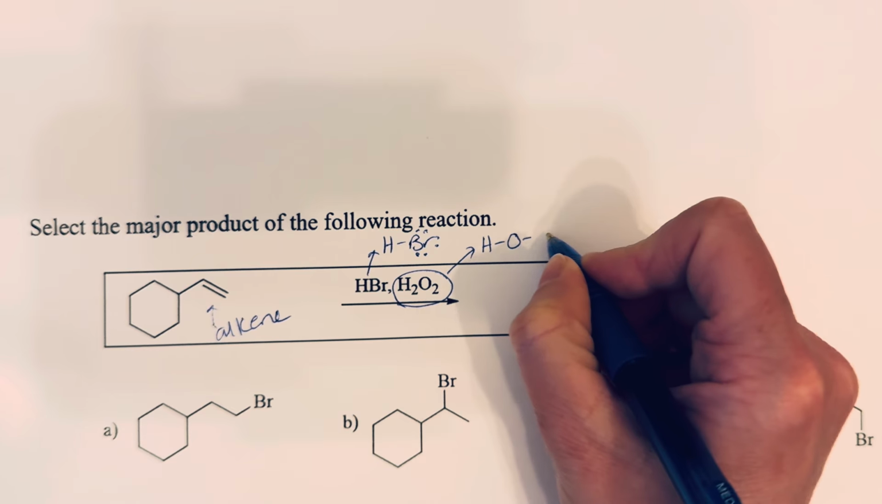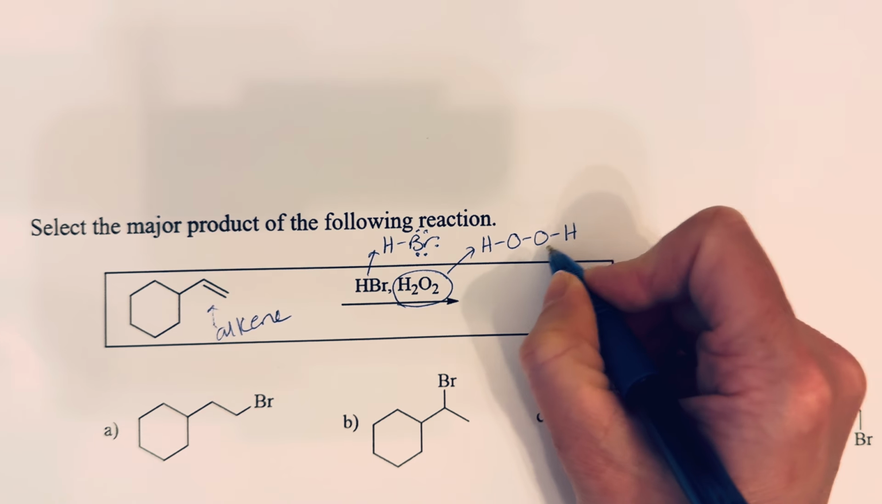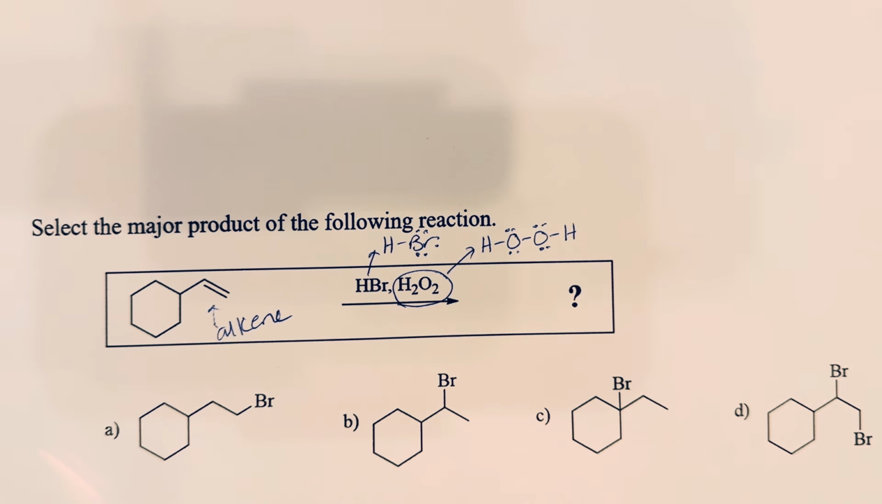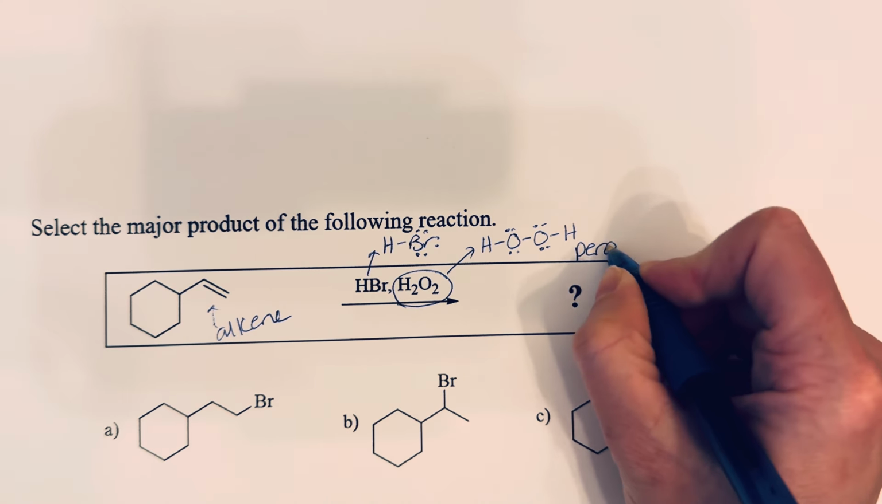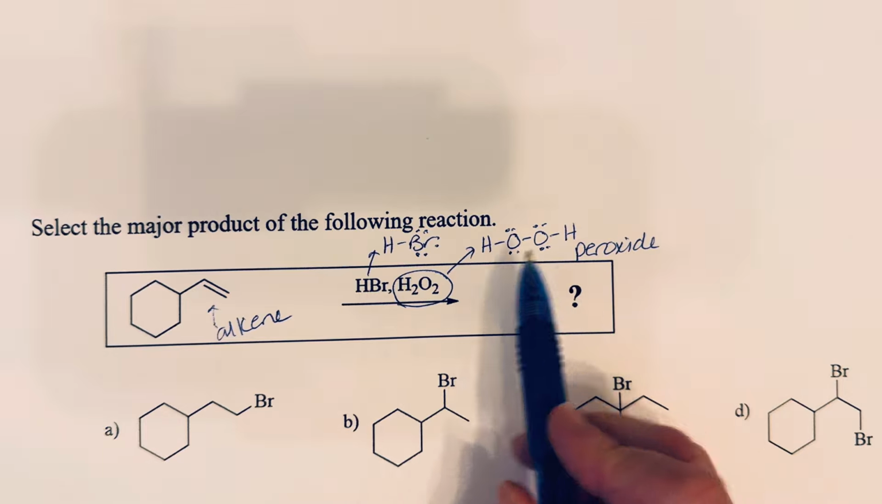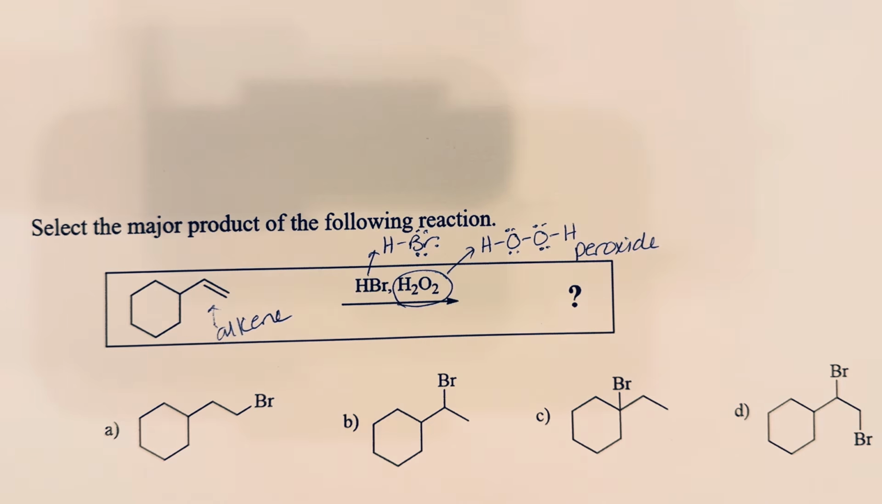Specifically, we need to know that it contains an oxygen-oxygen single bond. So this molecule is a peroxide. Specifically, this is hydrogen peroxide. You could use any peroxide. So these could also be carbon groups. And what we're going to recognize is that with the peroxide in there, that's going to change how our hydrobromic acid is going to react.